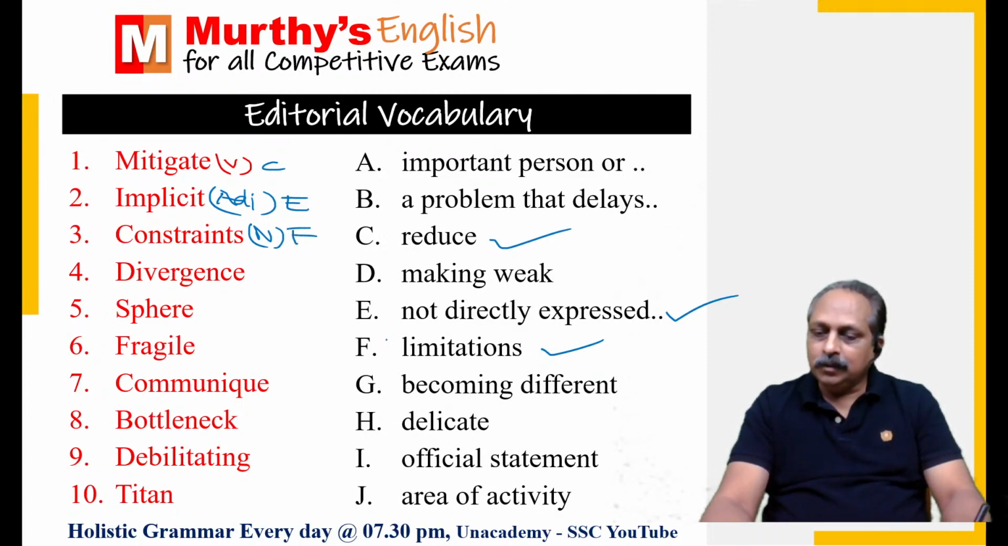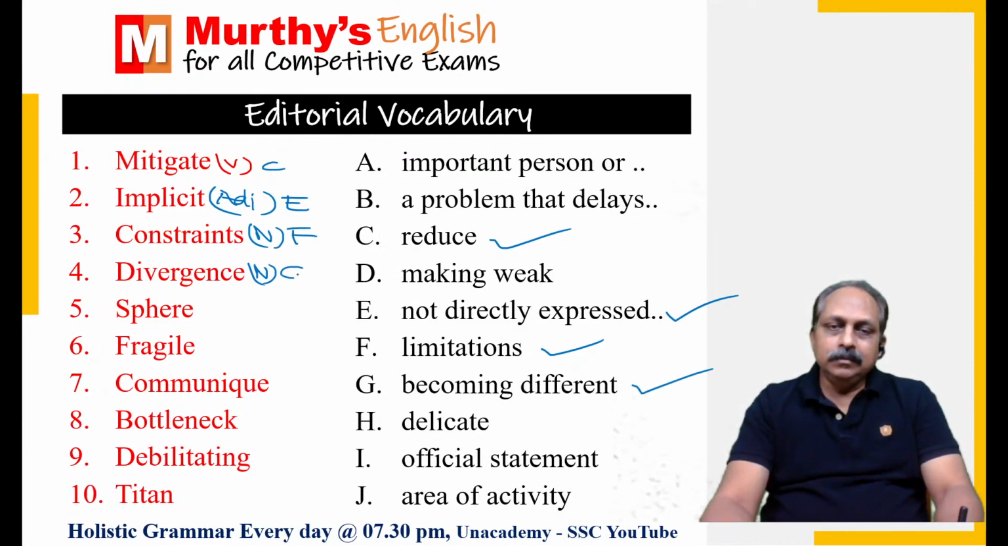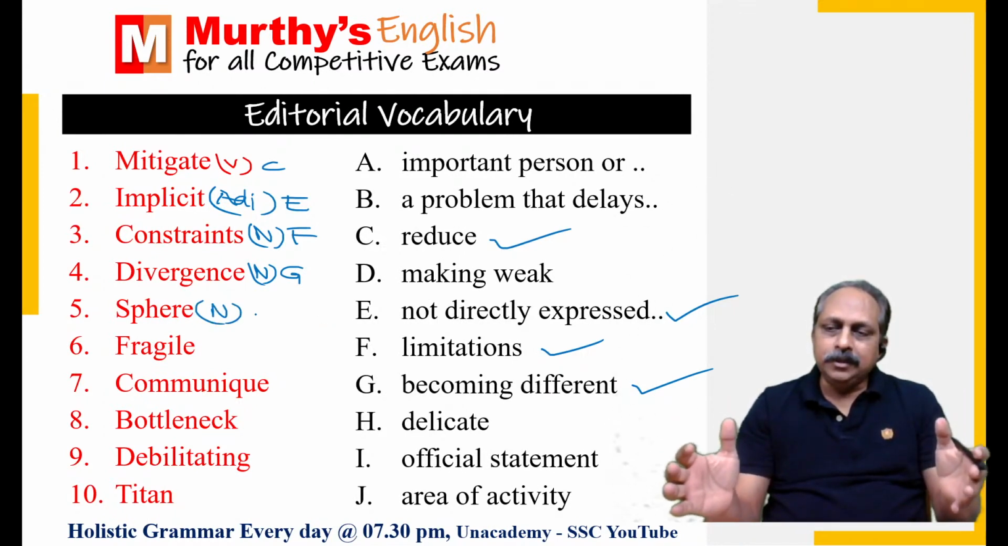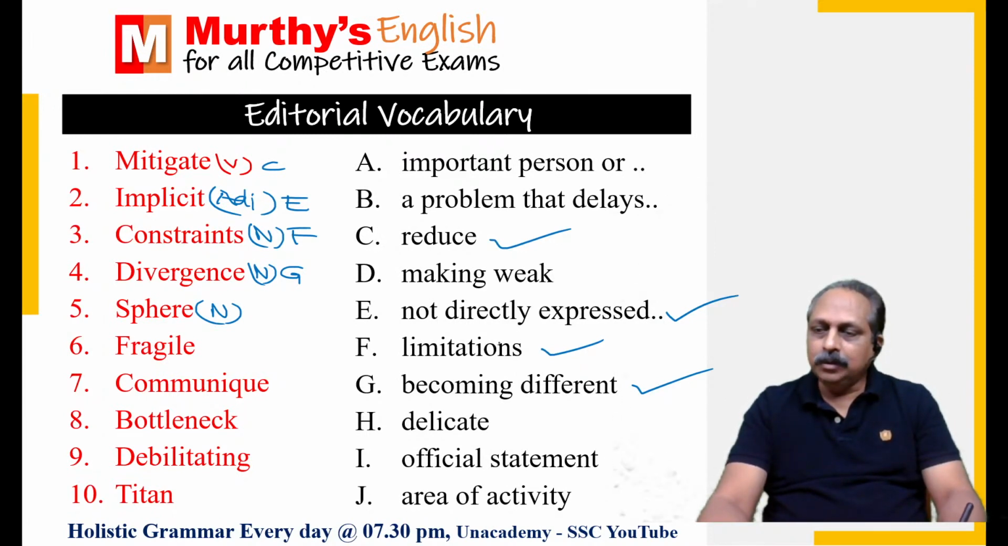Today, you guys are responding within no time, quickly. Divergence, noun. Divergent, adjective form. So, what does it mean? Implicit, opposite, explicit. Go to the fourth one. G. Becoming different. That is true. Sphere. Different spheres, a particular sphere. Noun. J. Area of activity. Sports arena, sports sphere, political sphere.